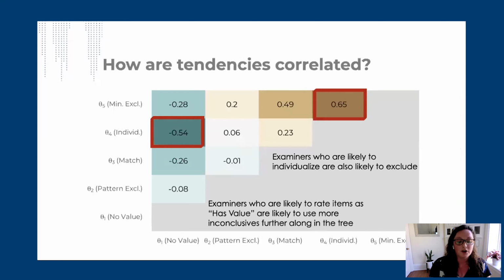This minus 0.54 tells us that examiners who are likely to rate items as has value are likely to use more inconclusives further along in the tree. So people at that first branch who use has value more often than the average examiner aren't magically coming up with conclusive decisions later on in the tree, but they're reporting more inconclusives there. And so these should kind of make intuitive sense if we think about how that tree was constructed.